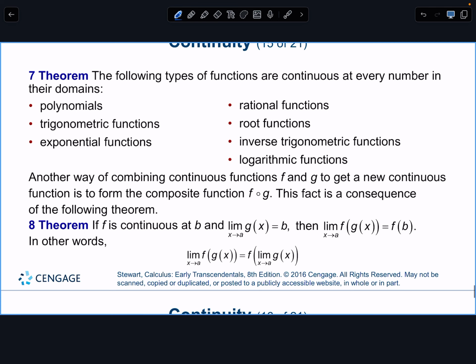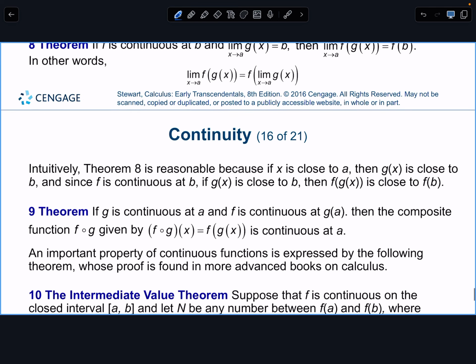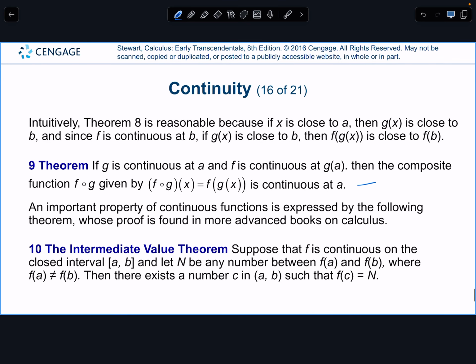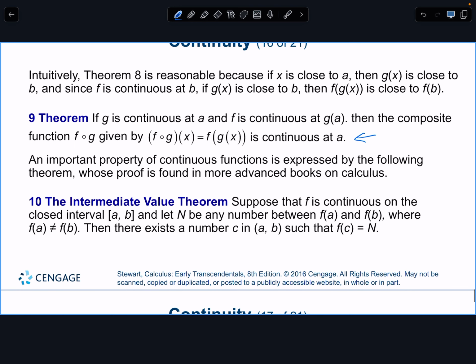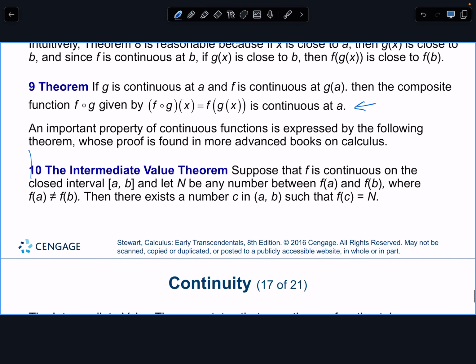In fact, here's a biggie. When you do a composition function, you put one function inside the other, and both f and g are continuous, then the composition function is continuous. And that's going to happen a lot. And the last thing here that we're dealing with is called the intermediate value theorem, okay?